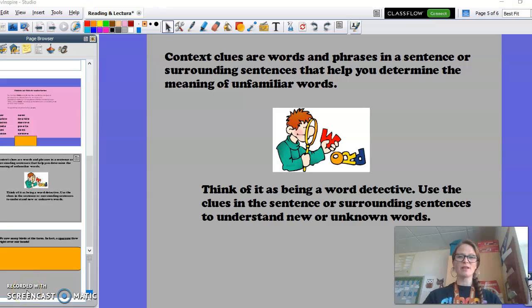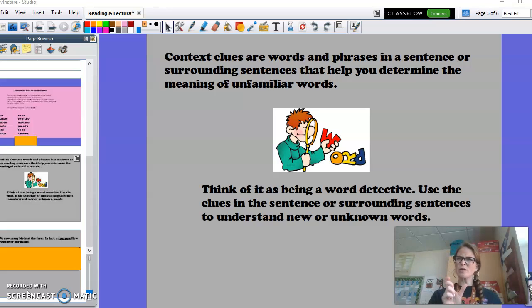Hi, boys and girls. I wanted to go over with you a huge tool that's super important in our reading comprehension, and that is using context clues. So context clues are words and phrases in a sentence or surrounding sentences that help you determine the meaning of unfamiliar or unknown words. I like to think of finding context clues as being a word detective, all right? So I'm searching, I'm hunting, I'm using the clues in the sentence or other sentences around that word to understand new or unknown words, all right?